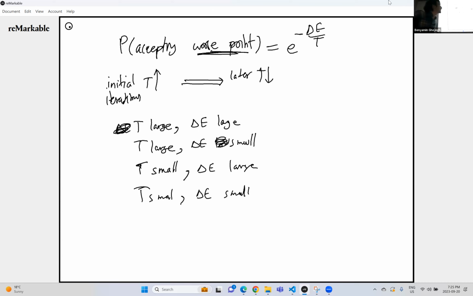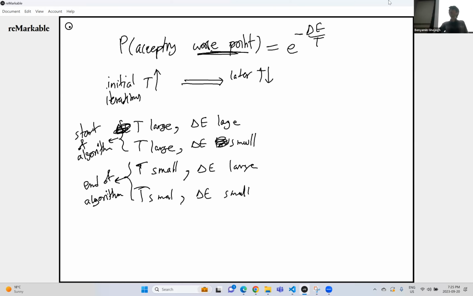Let's analyze the 4 cases. When is T large? In these 2 cases, what does it mean that T is large? I'm in the initial iterations, at the start of the algorithm. In these 2, as T is small, I'm almost at the end of the algorithm. Now let's go to the subcases.